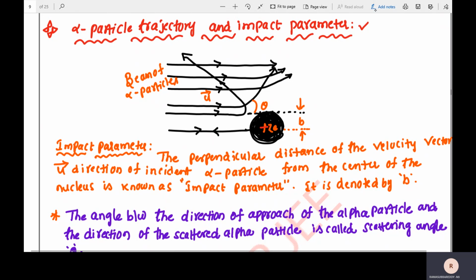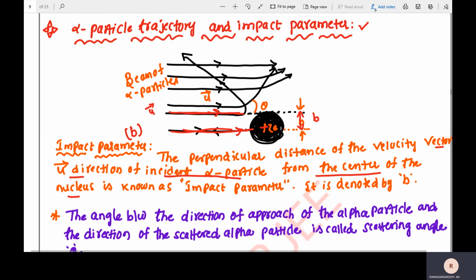Now we'll see the impact parameter. What is the definition of impact parameter? Generally the impact parameter is denoted by b. It is the perpendicular distance of the velocity vector u bar of the incident alpha particle from the center of the nucleus. So this is the velocity vector u bar, and this perpendicular distance is called the impact parameter.